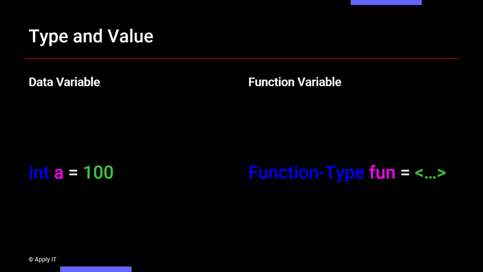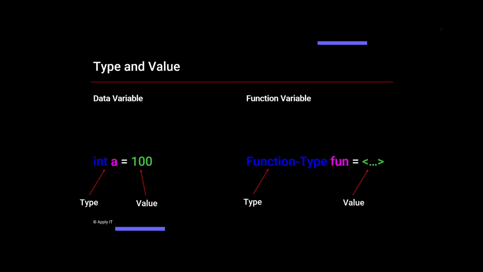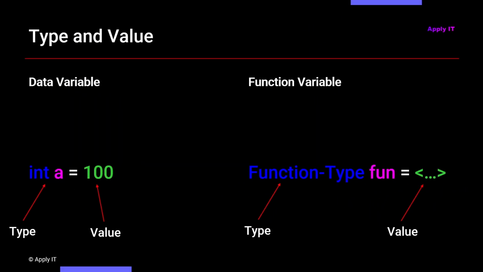We write a function as a value. So we are going to understand how the syntax of Lambda has been derived. In this case, int is a type and 100 is the value. For the function variable, the function type in blue color is the type of the function. It is similar to how we have a data type for a variable. Then what we have in green color is called the value of that function variable.